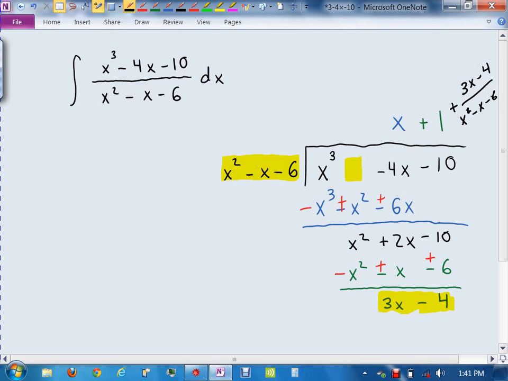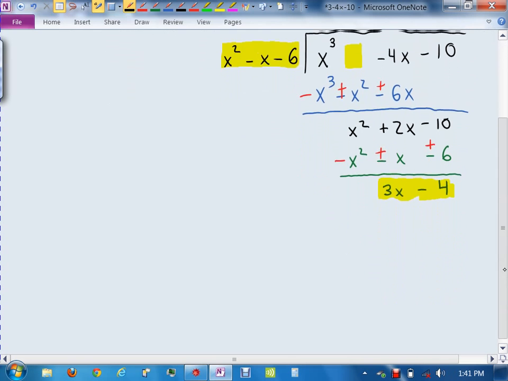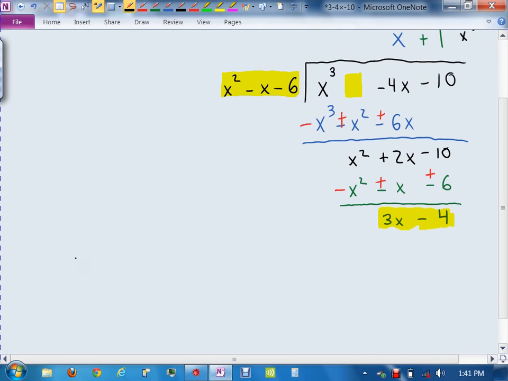Okay, so I'd like to proceed. Can I proceed? All right, so my new integral is the integral of x plus 1 plus (3x minus 4) over (x squared minus x minus 6) dx.